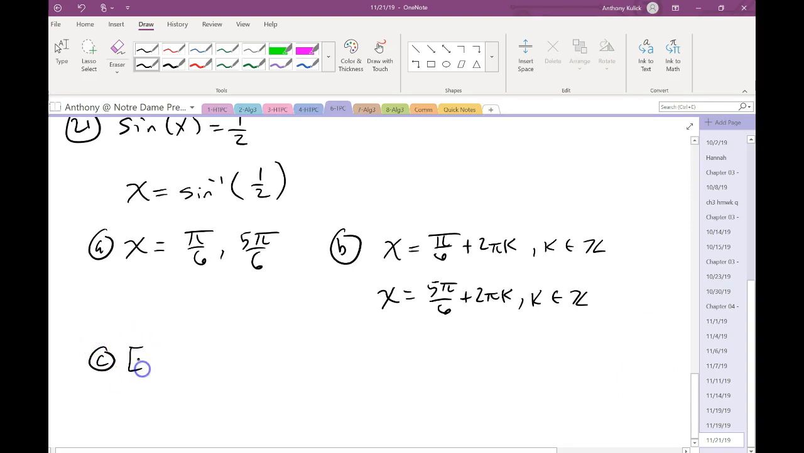For C, we're looking for our answers on the interval negative 2 pi to 2 pi. So what answers do we know are there immediately?